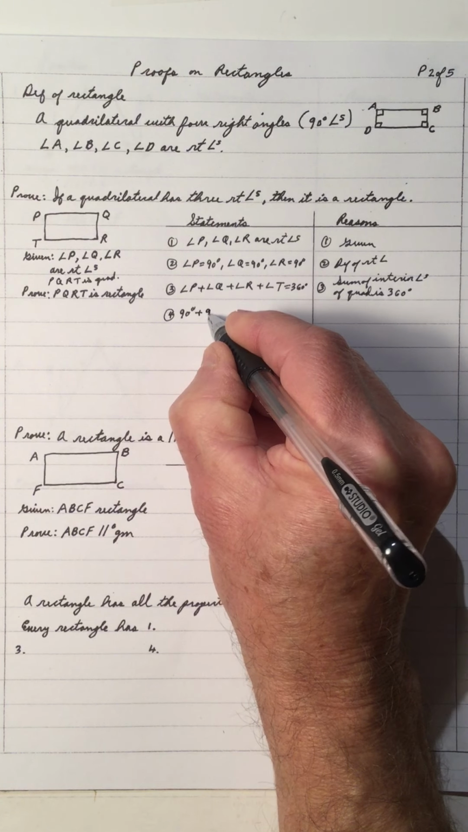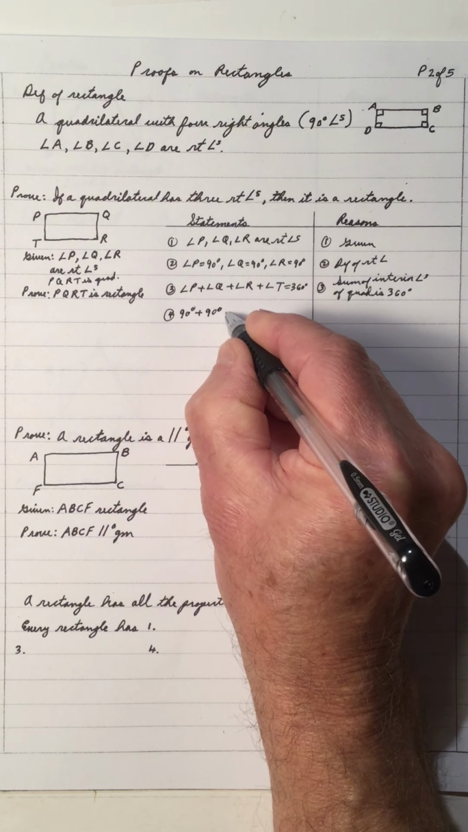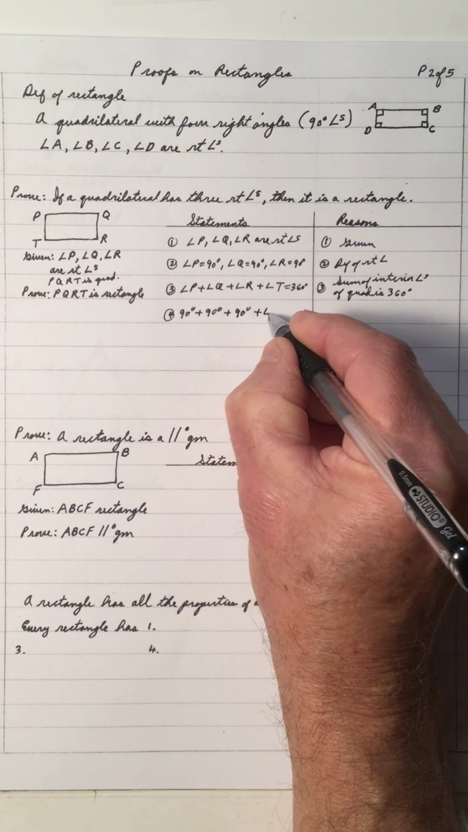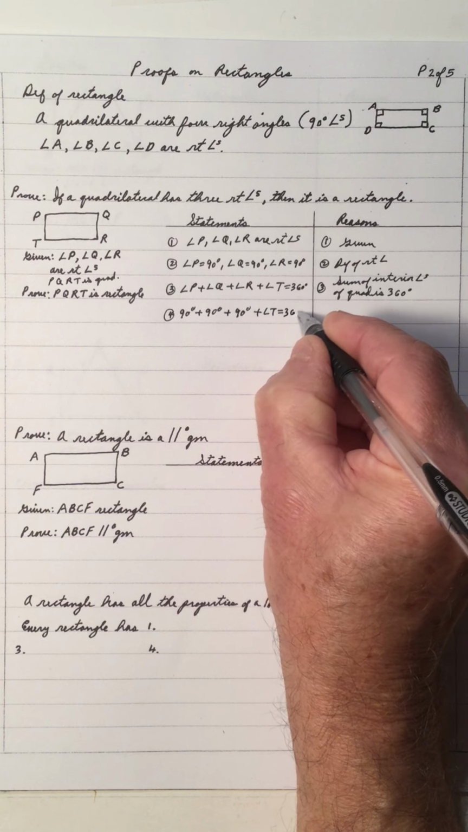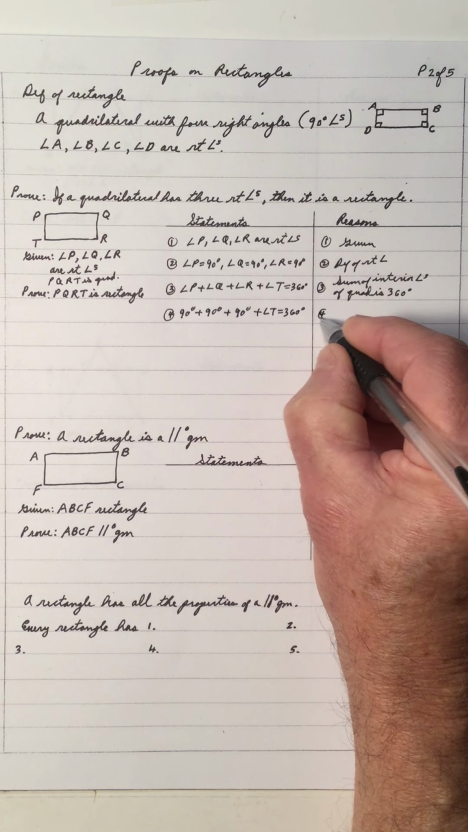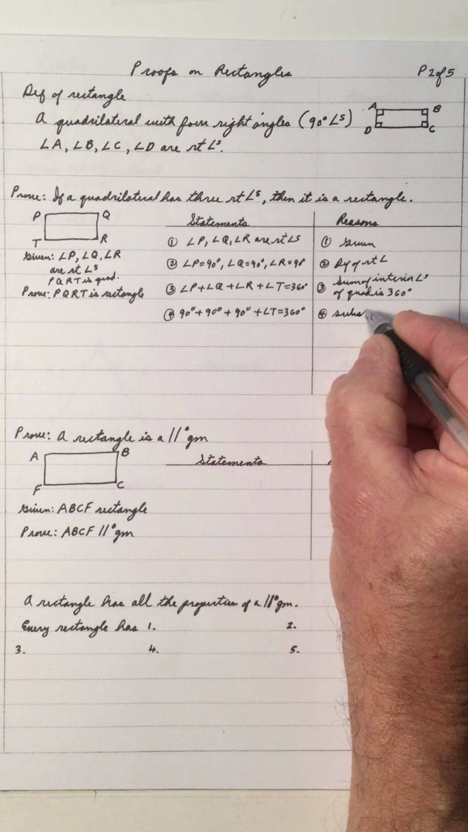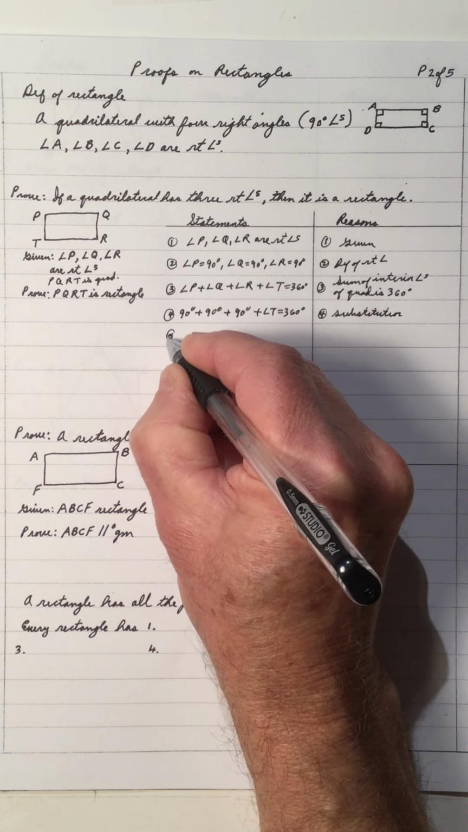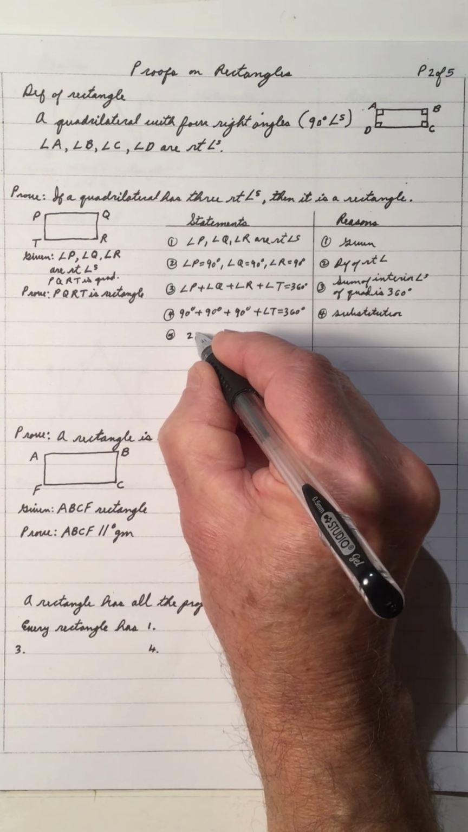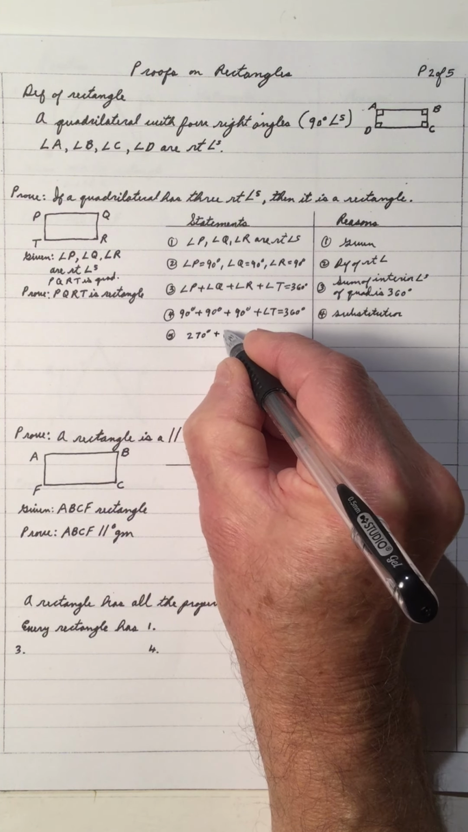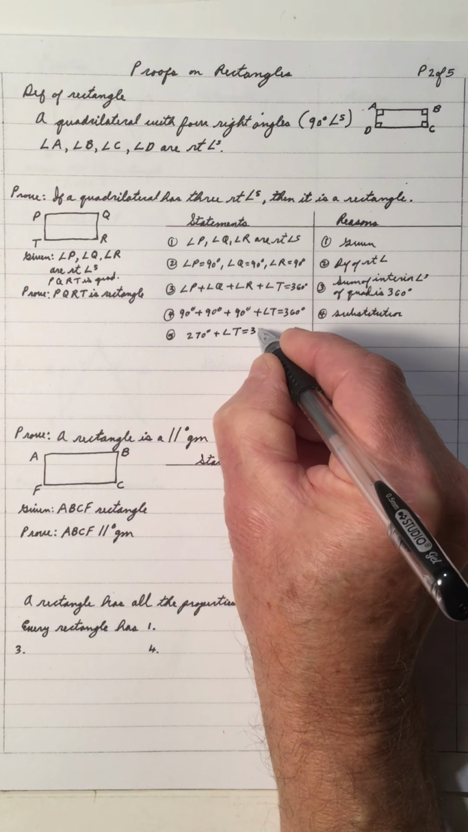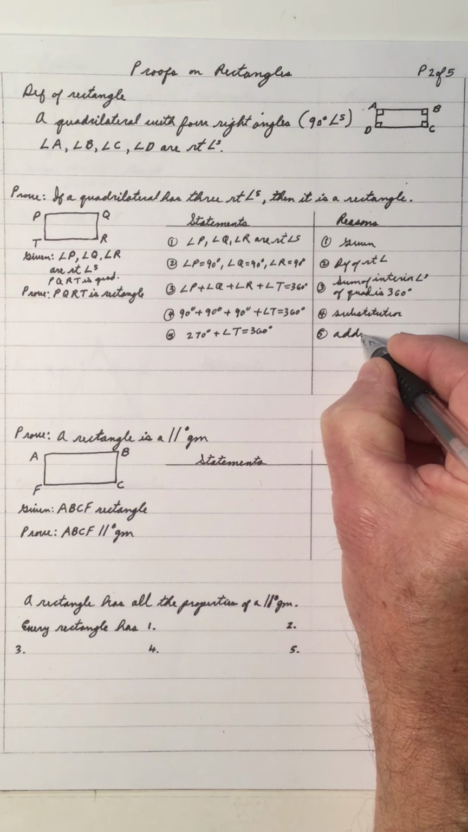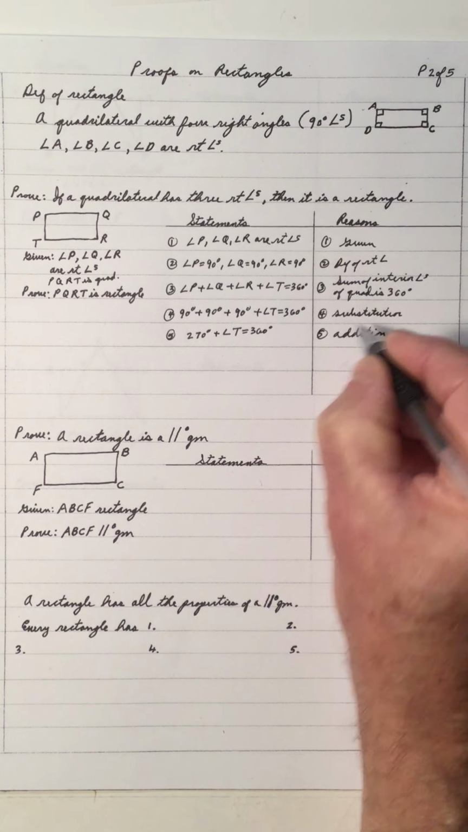Angle Q is 90, so we'll put 90 in the place of Q. Angle R is 90, so we'll sub 90 in the place of R. So that's a substitution. We're subbing 90 in the place of those angles. And if we add them up, three 90s is 270. So that's addition. We're adding up the angles.